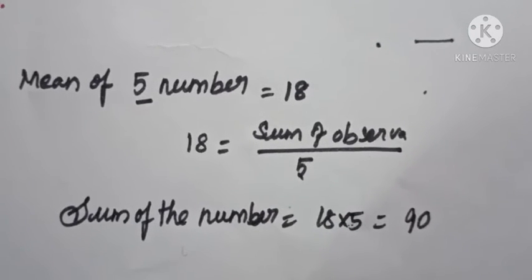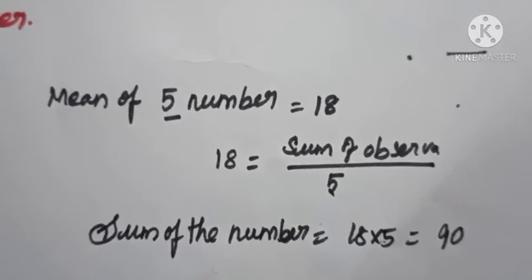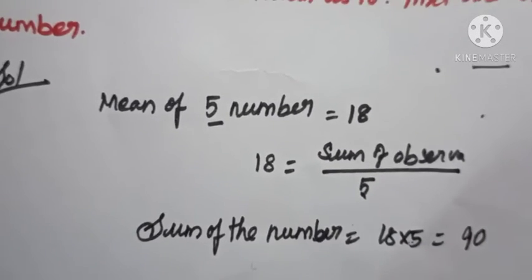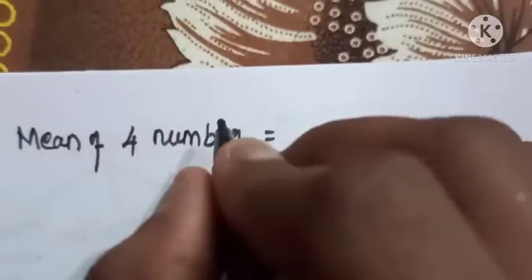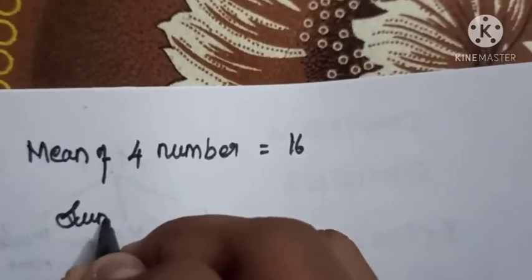In the same way, if one number is excluded, the mean of 4 numbers is equal to 16. As usual, the same, the sum of the numbers.